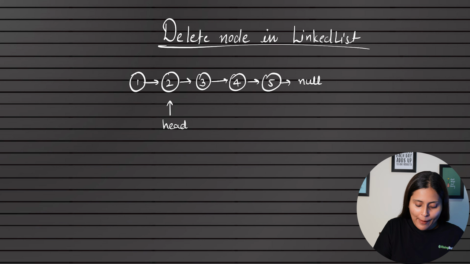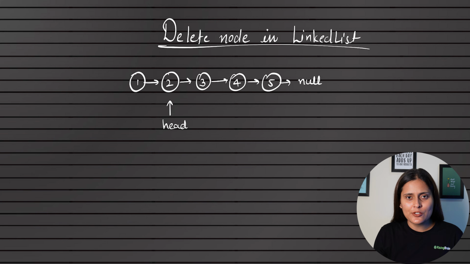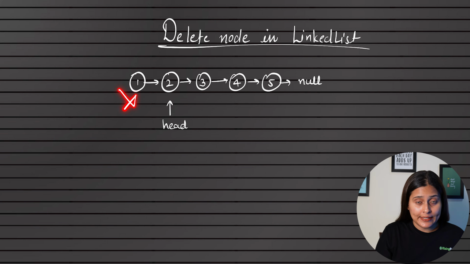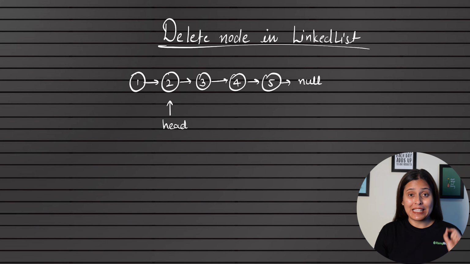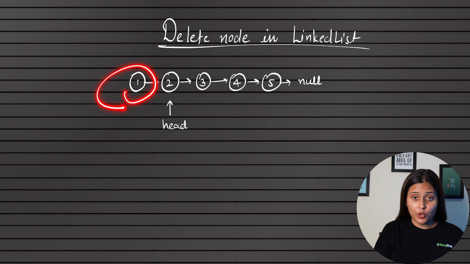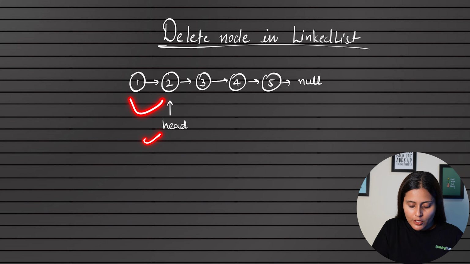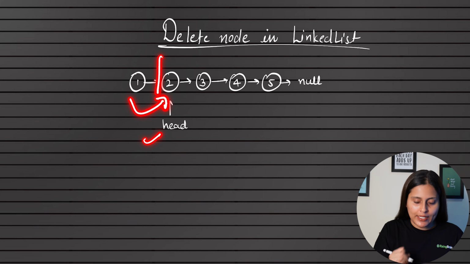Now you will think, what will happen with this? So this will get collected by the garbage collector and this will automatically get removed, or else in C++ you have to manually delete this. So this was very easy, means when you have to delete the very first node, you just have to move your head to head.next and you have to return that head.